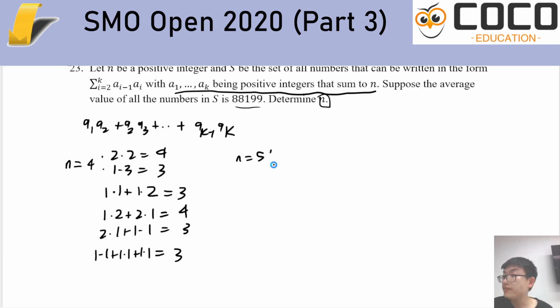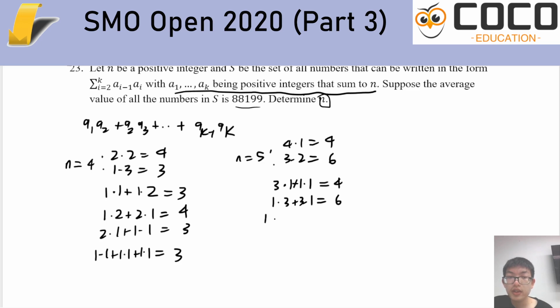If I have n equals 5, 4 times 1, 3 times 2 is 6. If I did 3, 1, 1, I've got 1, 3, 1, and 1, 1, 3, that's still the same numbers. If I did this, it still looks the same.